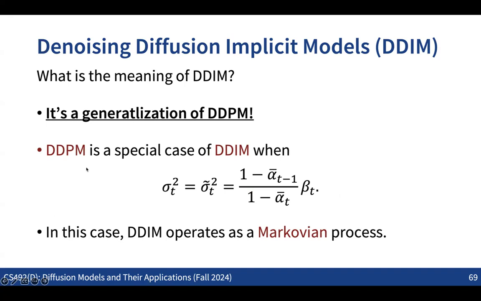So for this specific case where we set the variance to be the same as the variance of DDPM, we can see that the DDIM operates as a Markovian process. But by setting a different variance here, we can make the DDIM process a non-Markovian process. Is it clear? So now we can see that DDPM and DDIM are not different diffusion models, but you can consider DDIM as a generalization of the DDPM process.